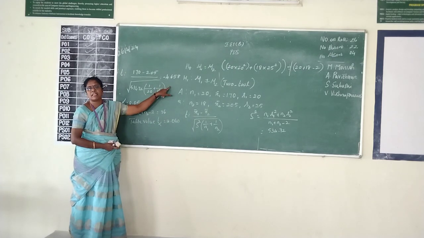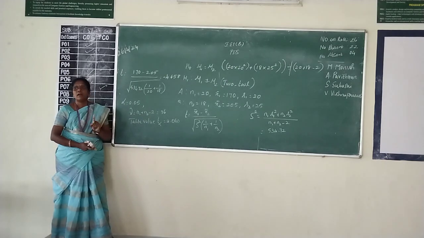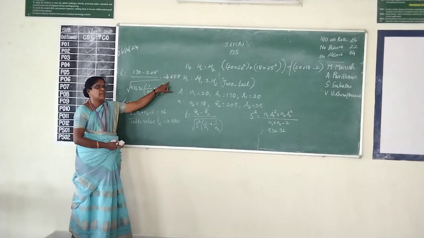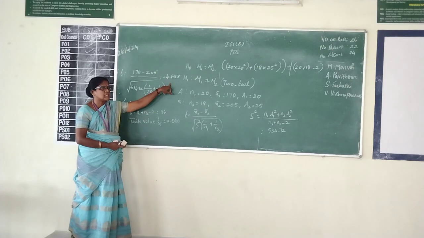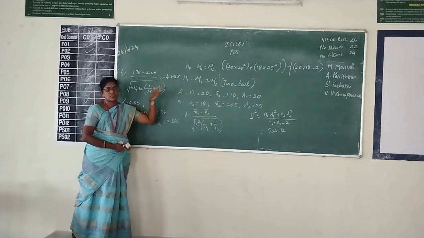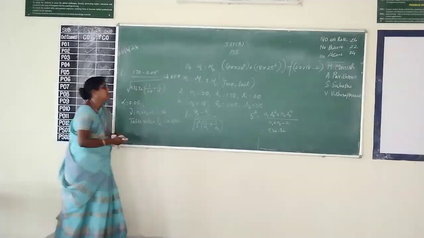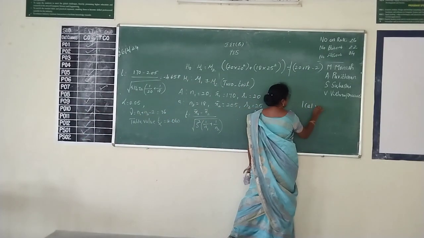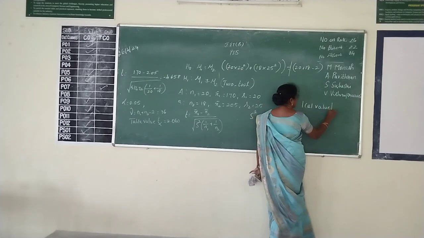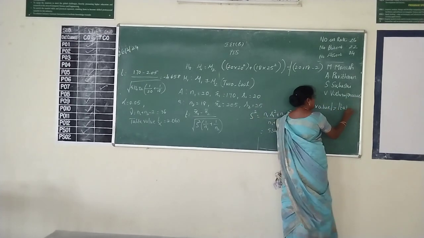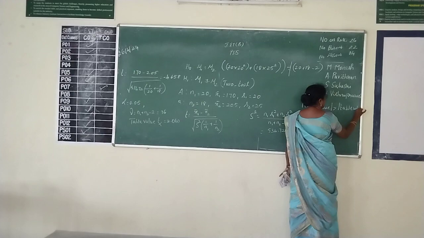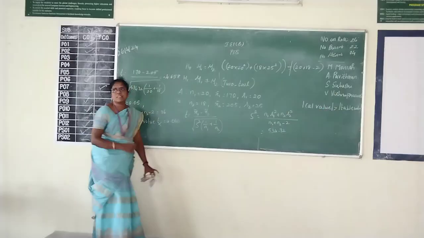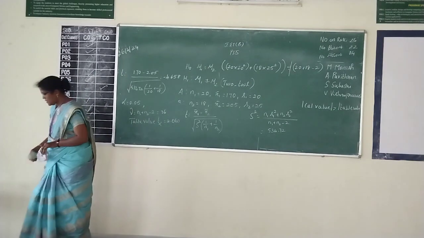Greater. If this is greater, what do you have to do? Accept or reject? Reject H naught. Either greater, reject H naught. Either lesser, accept H naught. So right. Since modulus of calculated value is greater than modulus of table value, reject H naught.